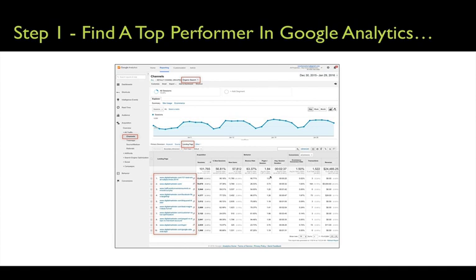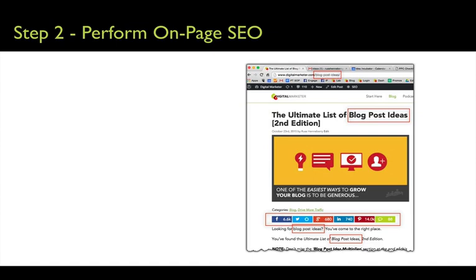First, find a top performer in Google Analytics. You're going to go to your acquisition reports, your channels report, and change the primary dimension to landing page. You're just looking at organic search. So you go to that channels report, look at the organic search, and then switch this primary dimension to landing page. You're going to start seeing what is already close to being a really top performer for me, and that is a good candidate for an update and republish. Then you're going to go in and perform on-page SEO.